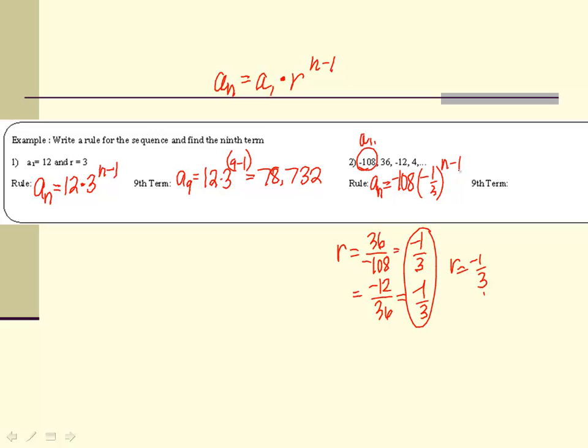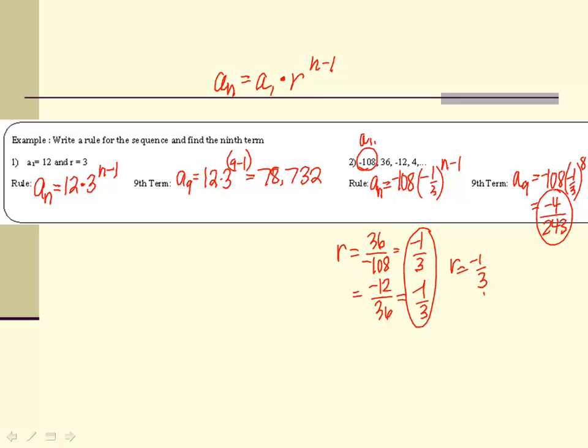And again, you're always going to write a rule, then they're going to have you find a term. In order to find the term, the 9th term is negative 108 times negative 1/3 to the 8th, because it's 9 minus 1. When you're done, you're going to get a decimal. Do me a favor, hit math fraction. You get negative 4 over 243.